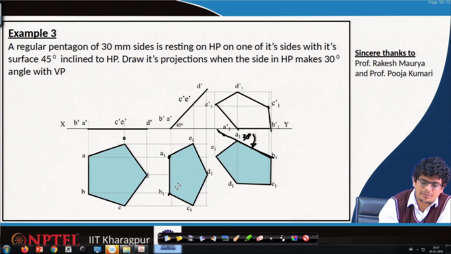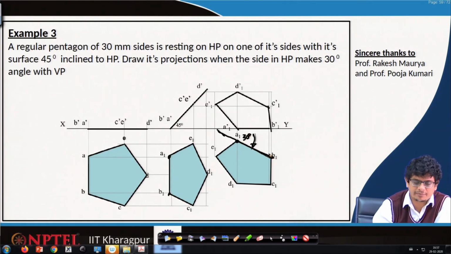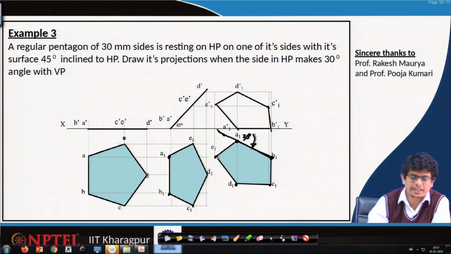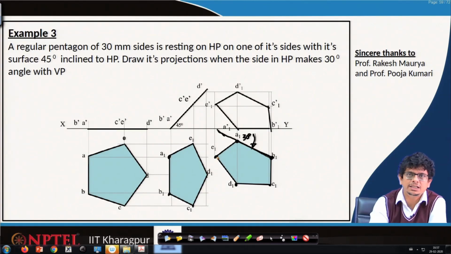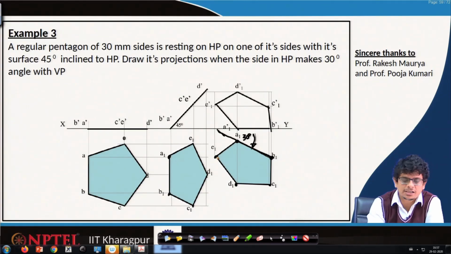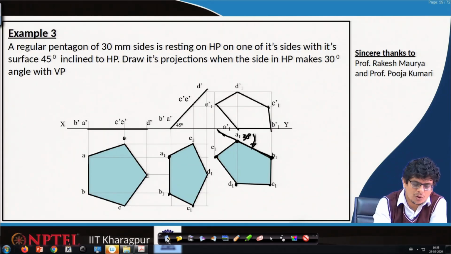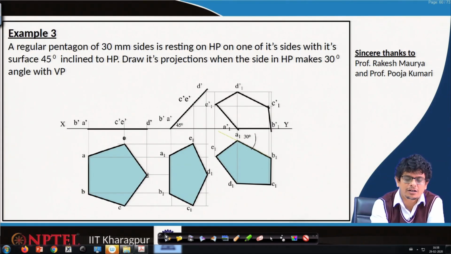transfer this length A1B1 there. Similarly, A1E1 length, transfer it by using a compass. Then B1C1 and C1D1 also transferred in the same way. So, we just have to rotate this by 30 degrees. The remaining sides are also rotated by the same amount. Once that is done, this entire pentagon will be turned into that direction.